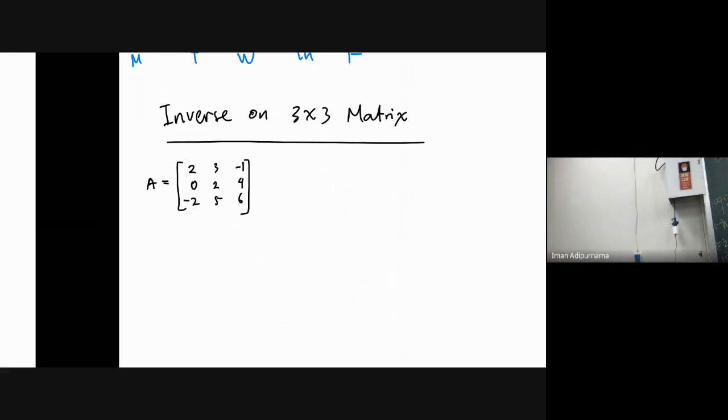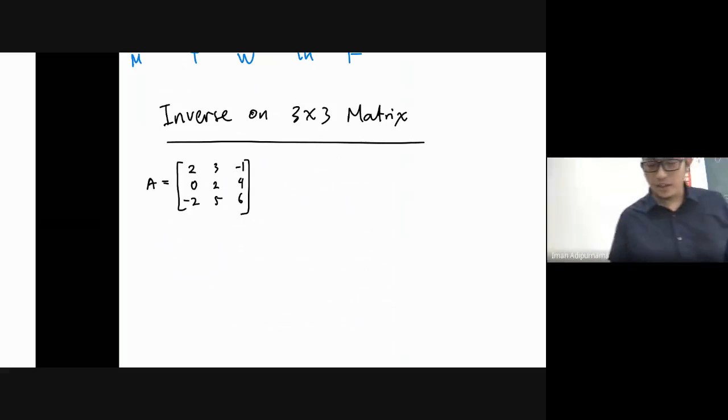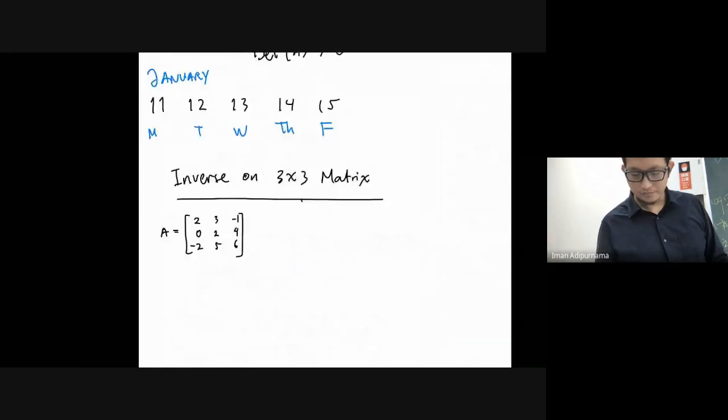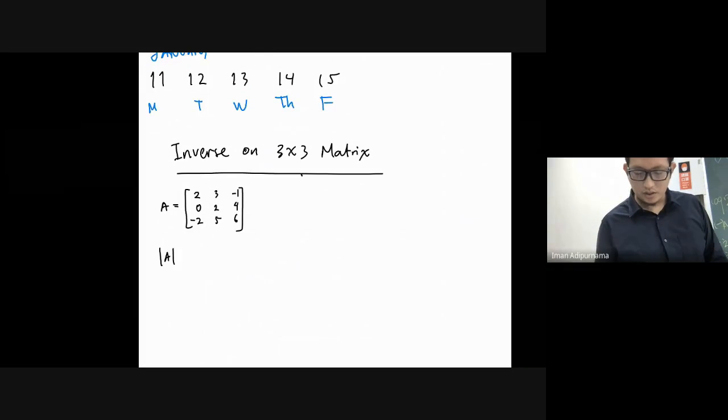Actually, in the textbook, especially in this course, we don't really calculate the inverse up to 3 by 3. We only calculate the determinant for 3 by 3. But for the inverse, I think I can make some additional content. So if this A is the matrix, and we already calculated this yesterday, I believe the determinant of A should be negative 44.